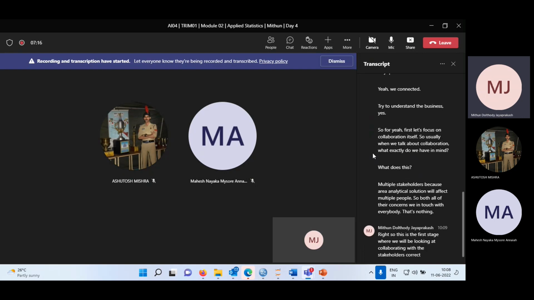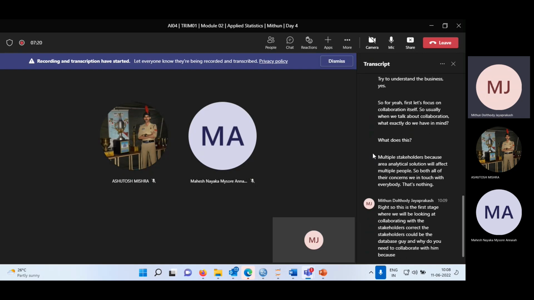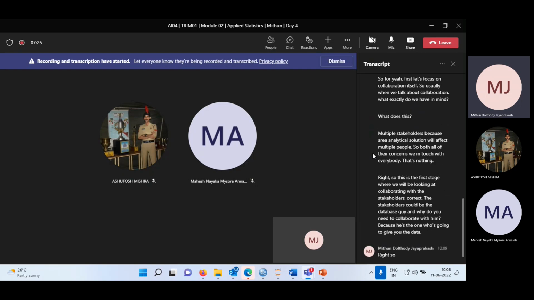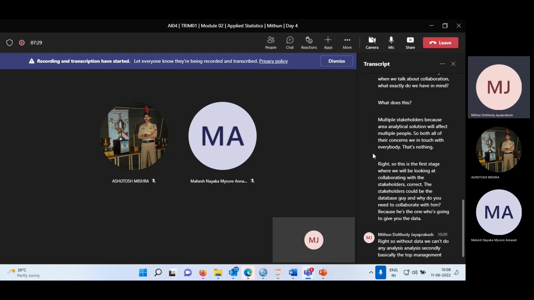The stakeholders could be the database guy, and why do you need to collaborate with him? Because he's the one who's going to give you the data, right? So without data, we can't do any analysis. Secondly, the top management who will give you the buy-in.